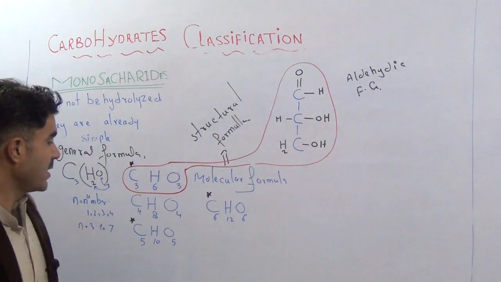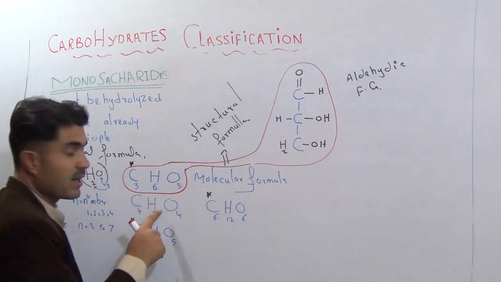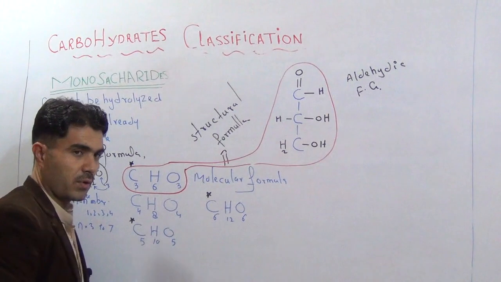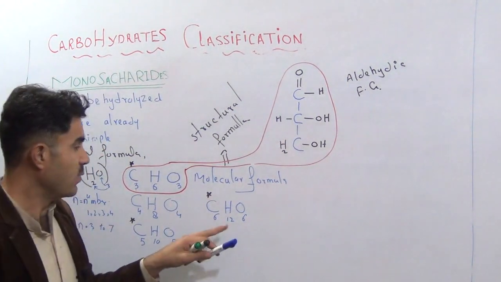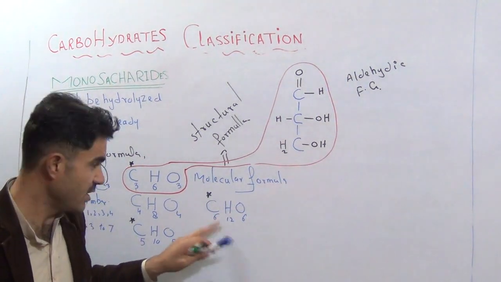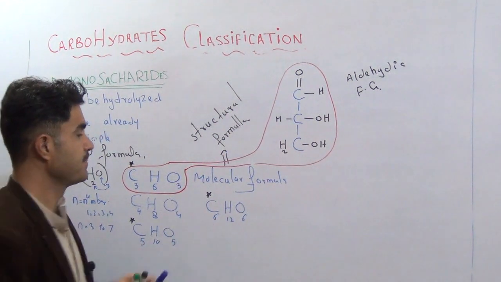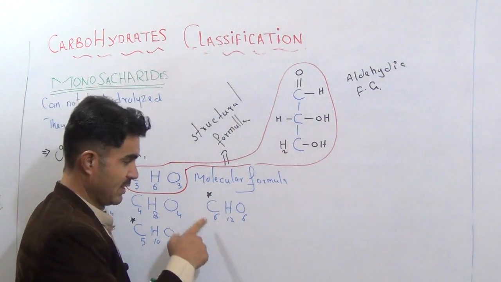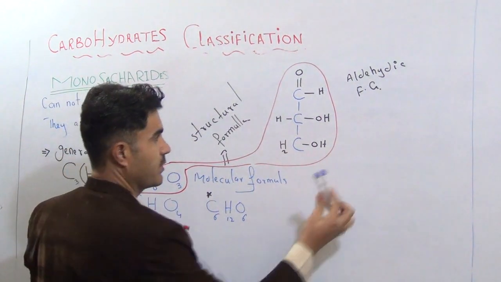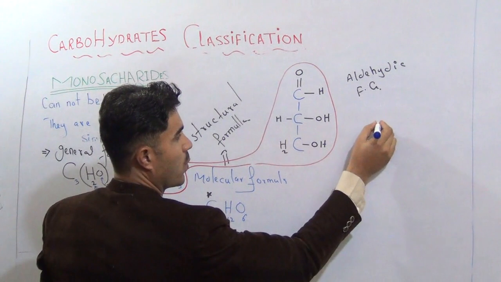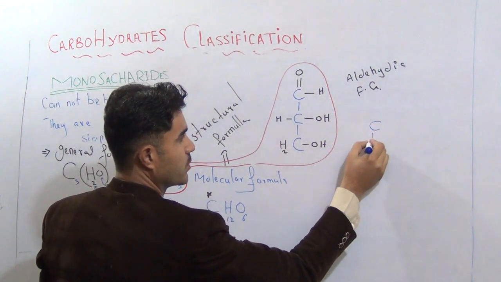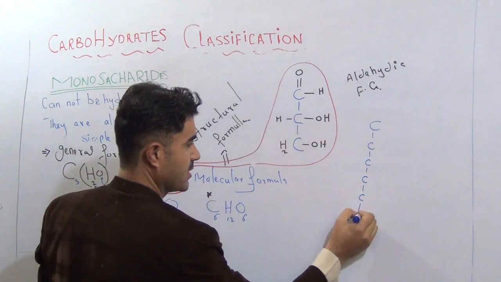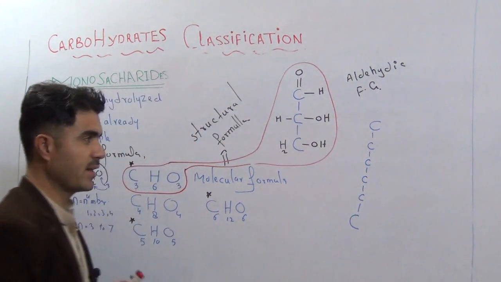Right now, similarly, we can write the structural formula of this and this and that. But for your convenience, I will write the structural formula of this one, this monosaccharide, right? Okay, here we can see 6 carbon. So first of all, I will write 1, 2, 3, 4, 5, and 6 carbon, right?